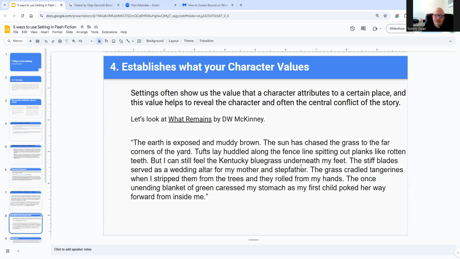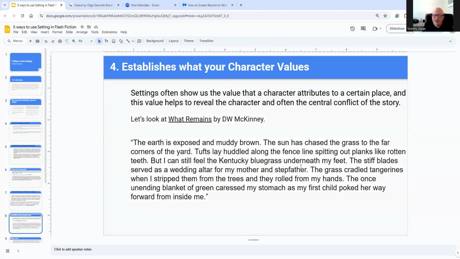The stiff blade served as a wedding altar for my mother and stepfather. The grass cradled tangerines when I stripped them from the trees and they rolled from my hands. The once unending blanket of green caressed my stomach as my first child poked her way forward from inside me.